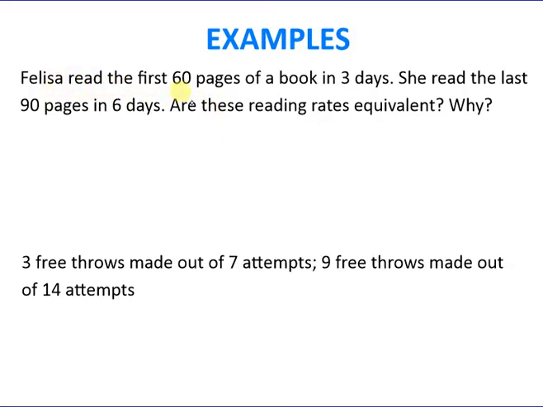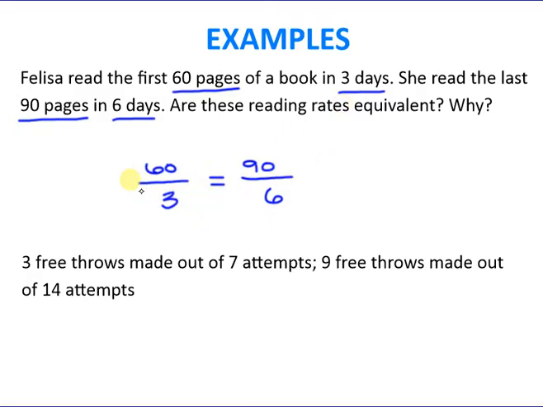Felicia read the first 60 pages of a book in 3 days. So I have 60 over 3. She read the last 90 pages of a book in 6 days. I need to make sure that I put 90 pages on top because I had 60 pages on top over here. And I have 6 days on the bottom because I had 3 days on the bottom over here. Okay, I'm going to do the division method on this one.